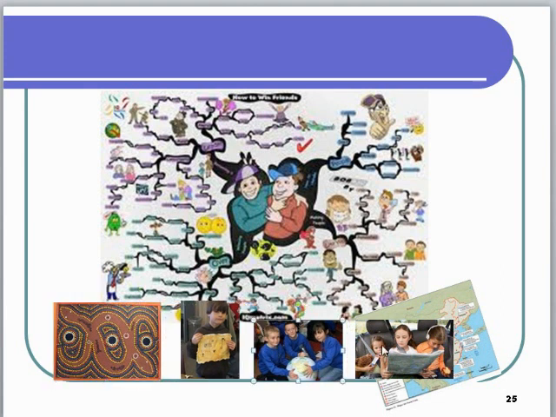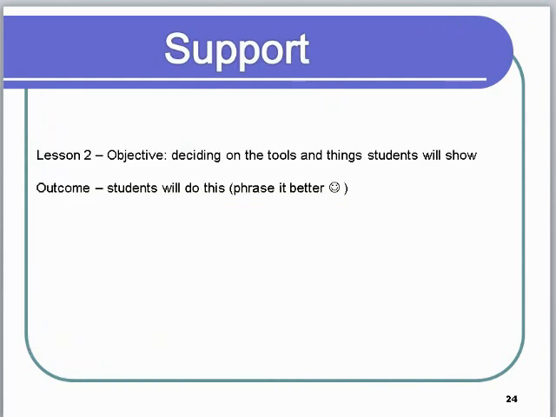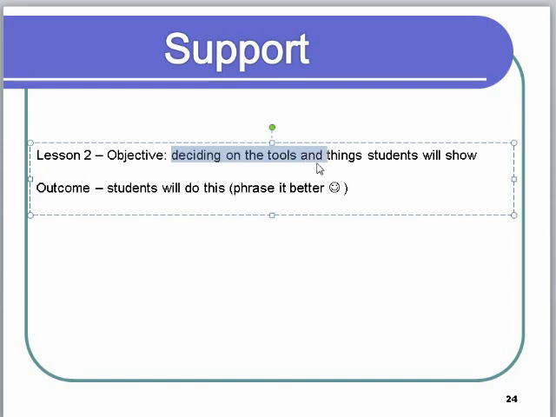And then they have a first page of their map. And they go, yep, we know where we're going now, right? Okay, so now we will go to lesson two. Lesson two, objective, is deciding on the tools and things students will, basically on the kinds of things, the tools with which they will probably show stuff and the things that they want to show. Okay, so let's make it very simple, deciding on the things that students will show, okay?